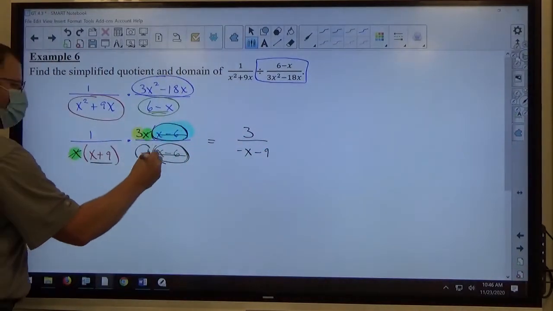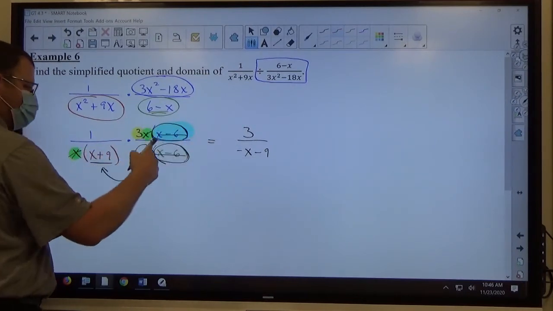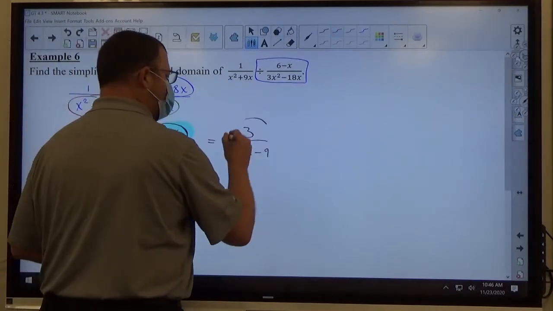And if I multiply negative 1 times x plus 9, it multiplies by both pieces. So negative 1 times x is negative x. Negative 1 times 9 is negative 9. So this is the correct answer.